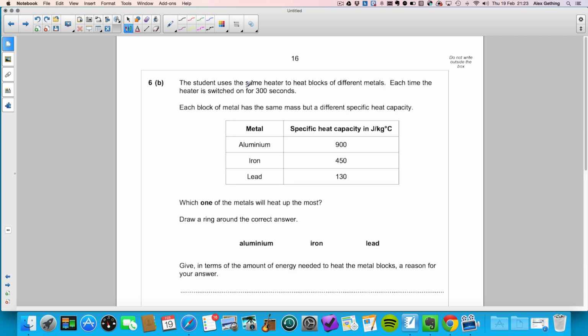6b, the student uses the same heater to heat blocks of different metals each time the heater is switched on for 300 seconds. Each block of metal has the same mass but a different specific heat capacity. So there's aluminium, iron and lead. You can see the very different values there. Which one of the metals will heat up the most? Draw a ring around the correct answer. And the answer is going to be lead, with a value of 130 joules per kilogram.